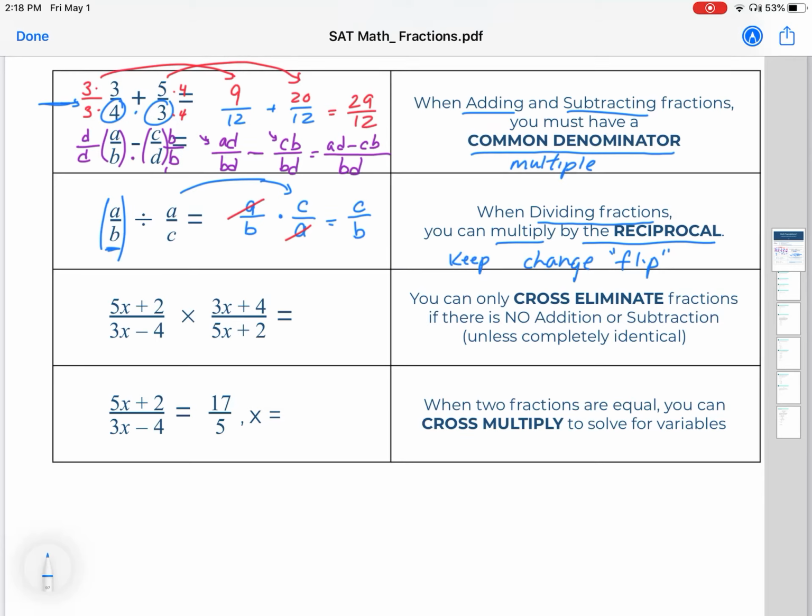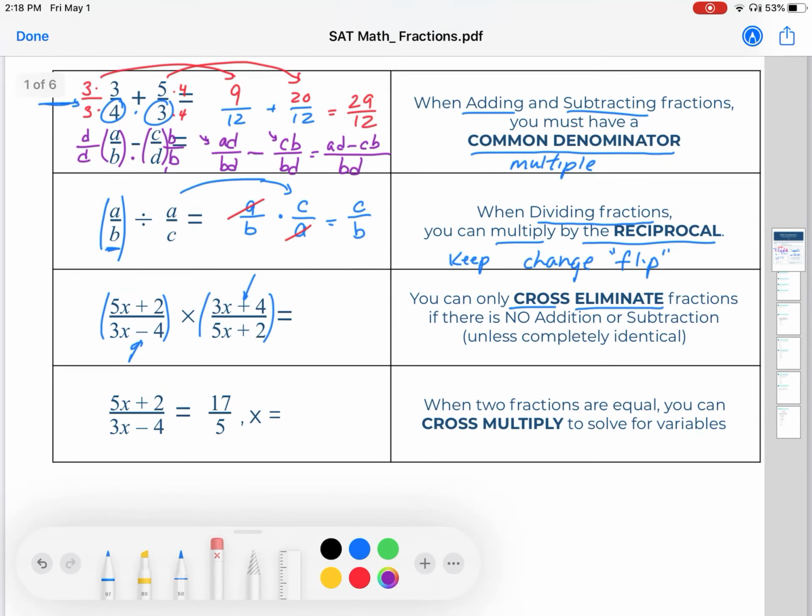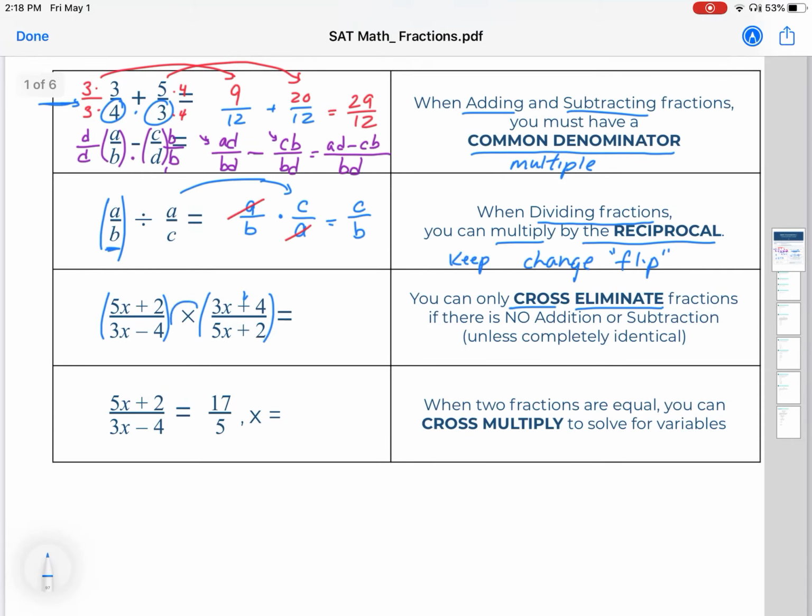We kind of already showed this in the previous problem, but the next concept I want to go over is cross-elimination. We can cross-eliminate fractions if there's no addition or subtraction between the fractions. That's important to note here because we see addition and subtraction going on within the fractions. But the rule here is as long as there is either a multiplication or division sign between the fractions, then you can cross-eliminate. So we cross-eliminated in the previous problem with A and A because we were multiplying.